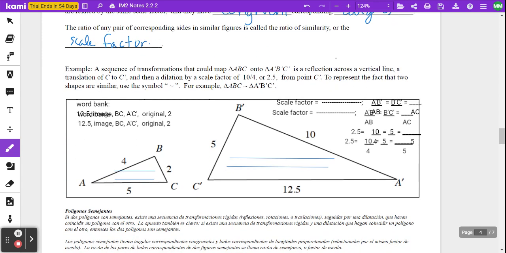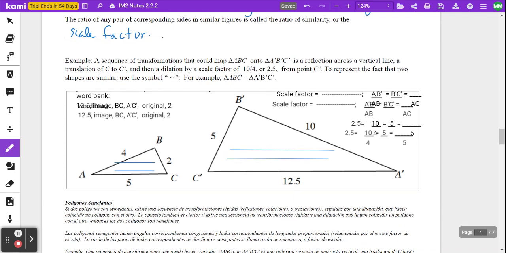Let's take a look at this example. A sequence of transformations that could map ABC onto A prime, B prime, C prime is a reflection across a vertical line and a translation of C to C prime. Then a dilation by a scale factor of 2.5 from point C prime. To represent the fact that the two shapes are similar, we use this symbol, little tilde.